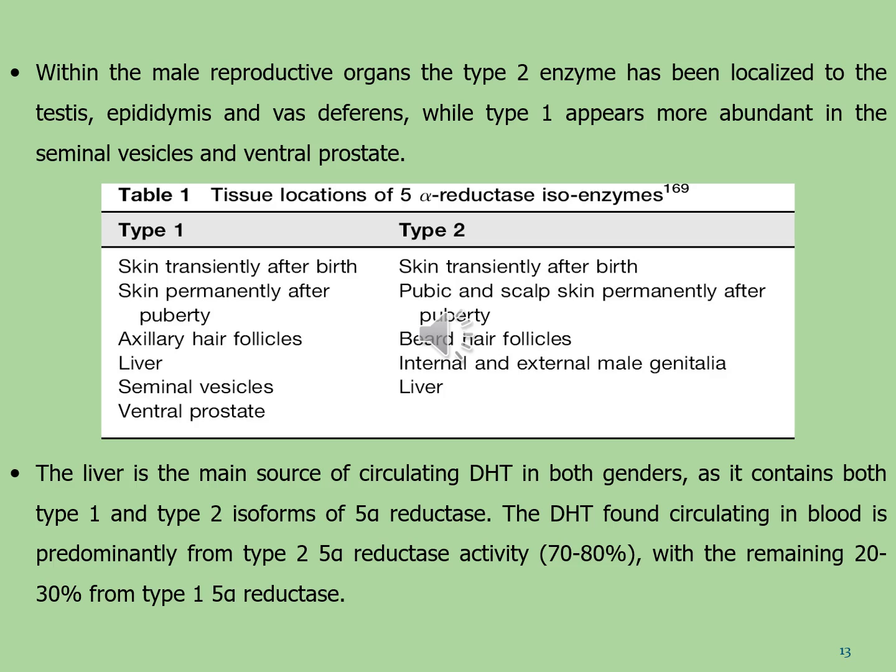The liver is the main source of circulating DHT in both genders, as it contains both type 1 and type 2 isoforms of 5-alpha reductase. The DHT found circulating in blood is predominantly from type 2 5-alpha reductase activity, that is 70 to 80%, with the remaining 20 to 30% from type 1 5-alpha reductase.